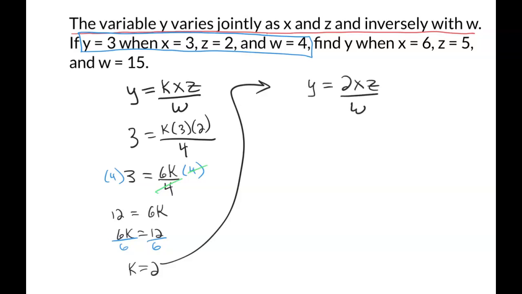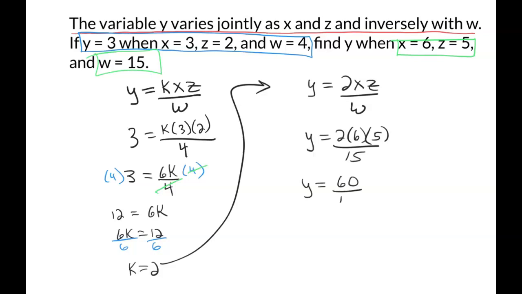y equals 2xz over w. All right, now I'm told to let x be 6, z be 5, and w be 15. So when I put those numbers in, I've got y equals 2 times x, which is 6, times z, which is 5, and then divided by 15. If I multiply the numbers on top, I get 60, and 60 divided by 15 is 4. So my answer is 4.